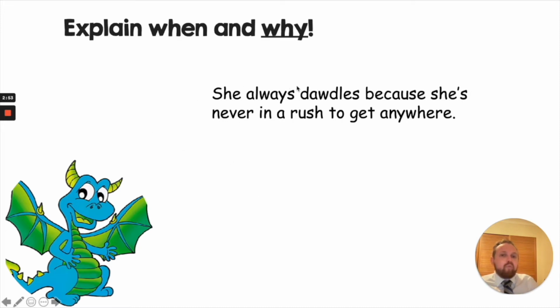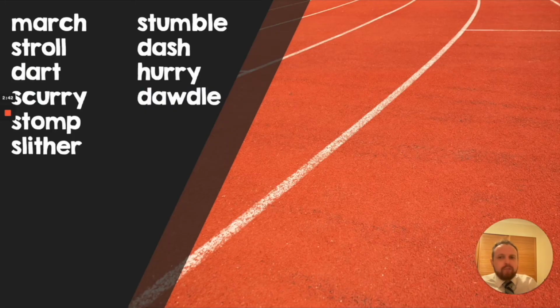Or I could think about why she moves like that, okay? So she always dawdles because she's never in a rush to get anywhere, okay? So think about your mascot. Think about those verbs that you've chosen, okay? When does your mascot march if it marches? When does it dash? Why does it hurry, okay? Think about when and why your mascot moves like that. You can hit pause if you want now and just have a little think.